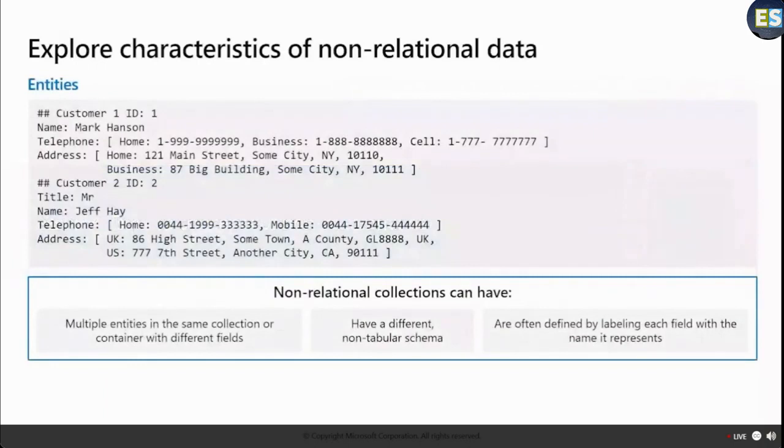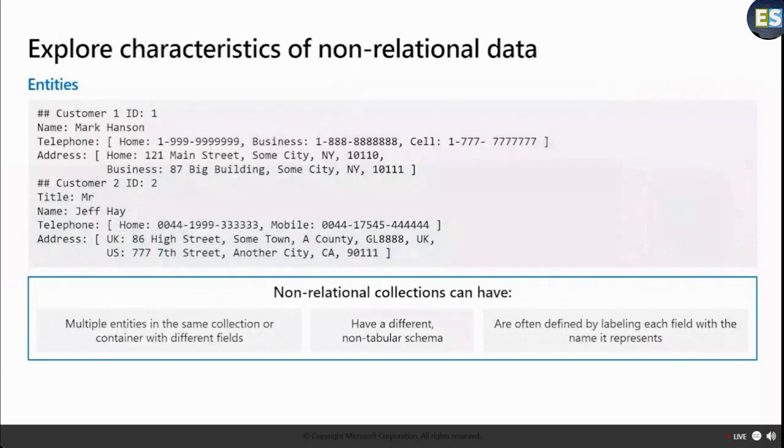Now, in a non-relational system, you typically store the information for entities in collections or containers rather than relational tables. Two entities in the same collection can have a different set of fields rather than the regular set of columns found in a relational table. This lack of fixed schema means that each entity can be self-describing. Often this is achieved by labeling each field with the name of the data that it represents. For example, a non-relational collection for customer entities might look something like this.